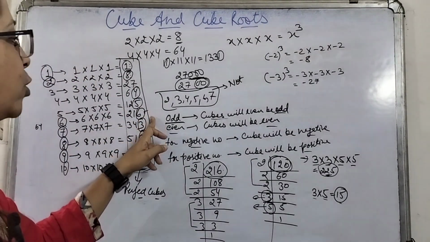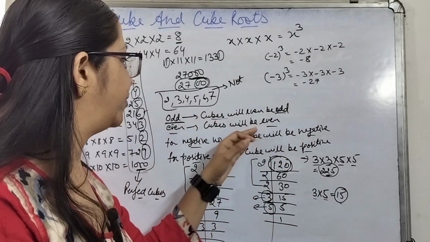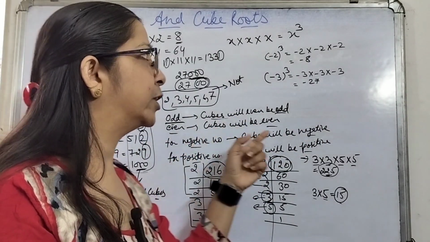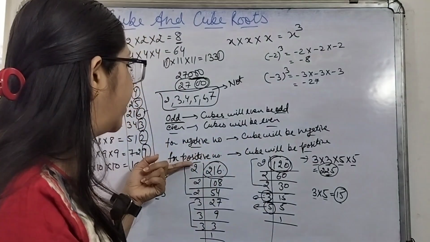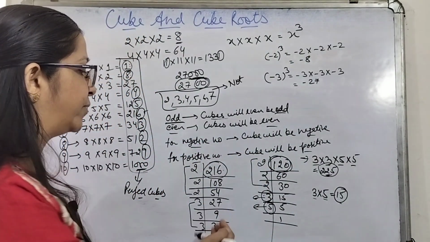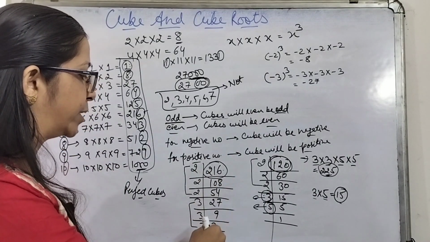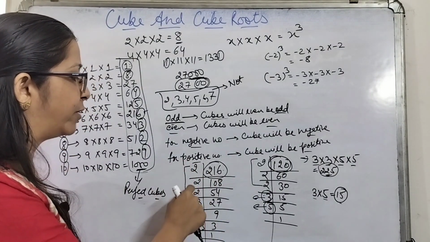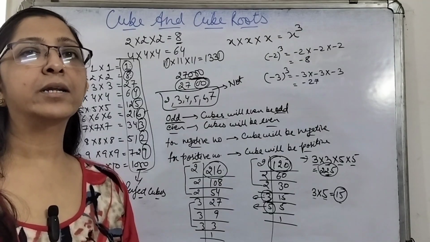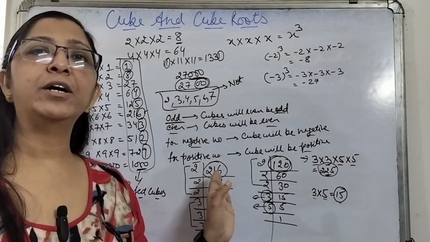If a number is odd, then the cube will also be odd. If the number is even, the cube will be even. If you have a negative number, the cube will be negative. If you have a positive number, the cube will be positive. You can check whether the given number is a perfect cube or not. For that, we need to do the prime factorization, and if all the factors are in groups of 3, then we will say that the given number is a perfect cube.